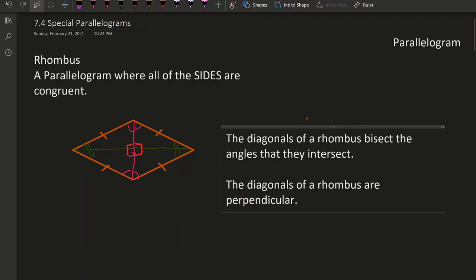And that is our first special parallelogram. So if we say rhombus, it means that all 4 of the sides are congruent. And the 2 things that we need to know about the diagonals are that the diagonals of the rhombus bisect the angles that they intersect, and the diagonals of the rhombus are perpendicular.